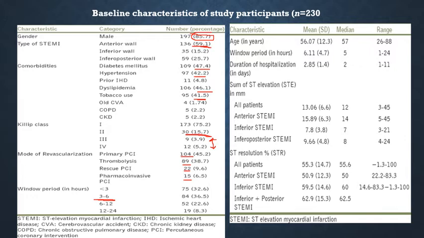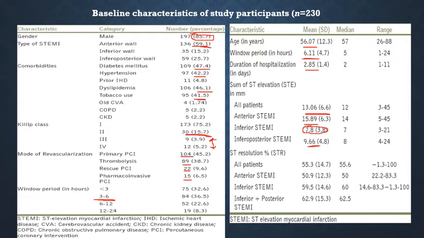Coming to analysis of the continuous data, the mean age for presentation was around 56 years with a window period of around 6 hours, and the average hospital stay was 2 days, extending to 3 days. For the sum of ST elevation in millimeters for all patients, the mean was 13.06 millimeters, with anterior MI having the maximum at 15.89 millimeters, inferoposterior following with 9.66 millimeters, and the least sum of ST elevation seen with inferior MI at 7.8 millimeters.